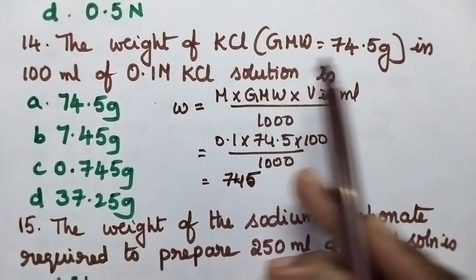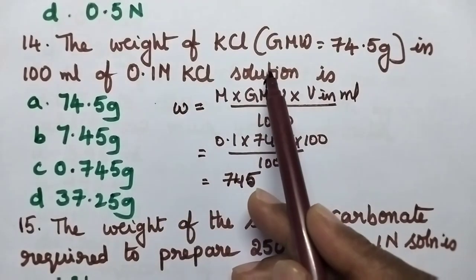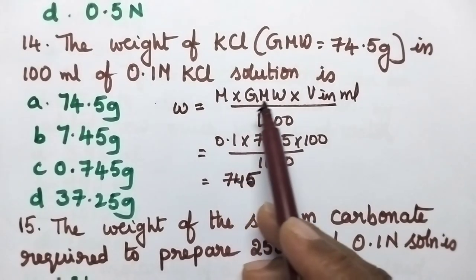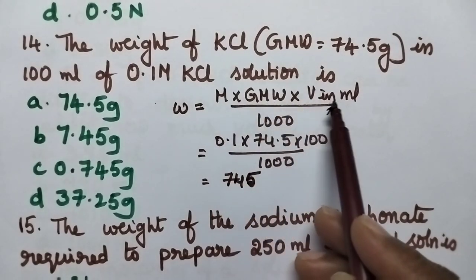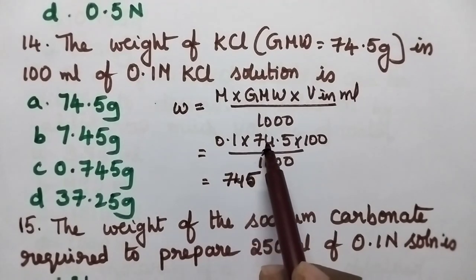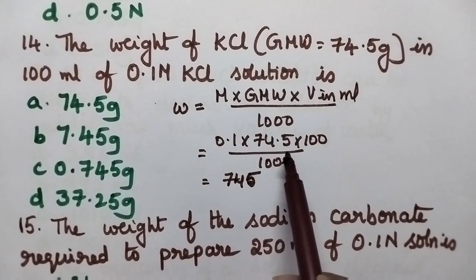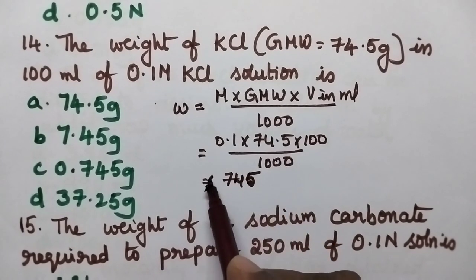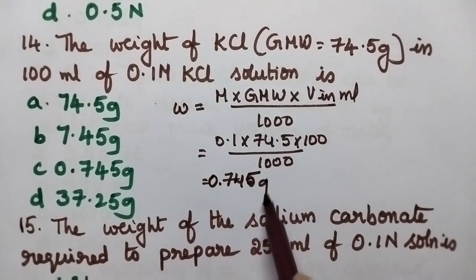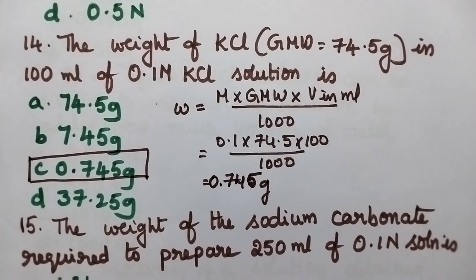The weight of potassium chloride in 100 ml of 0.1 molar KCl solution is, weight is equal to molarity into gram molecular weight into volume in ml divided by 1000. Here the molarity is 0.1. Gram molecular weight is 74.5, volume is 100 divided by 1000. On calculating, it results in 0.745 gram. Hence, option C is the right answer.